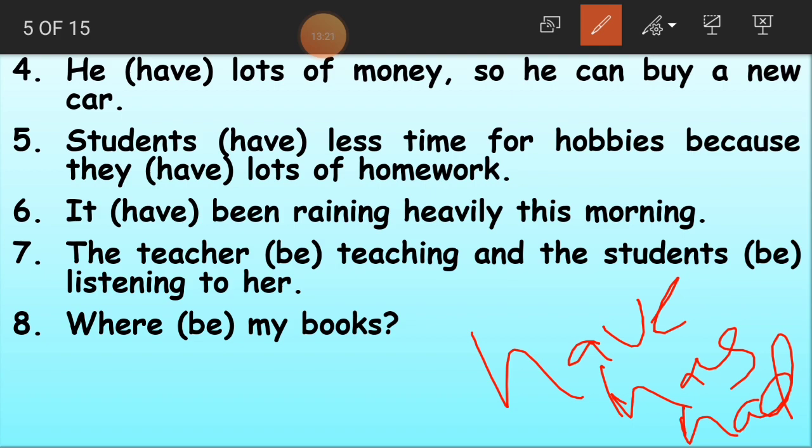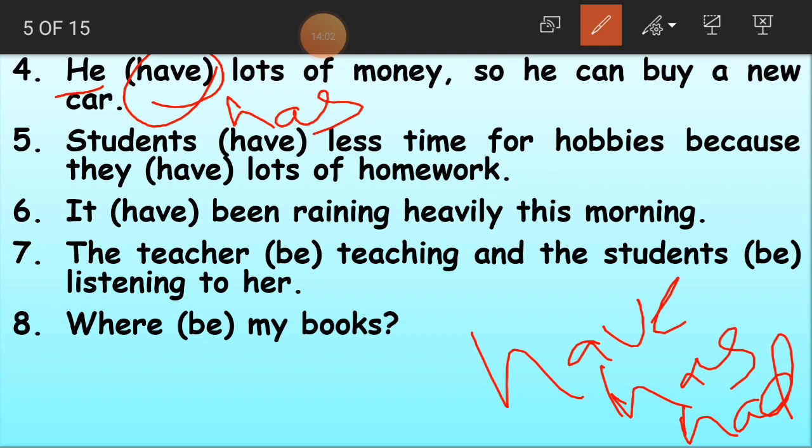Okay. Now the fourth sentence. He have lots of money. What is he here? A singular subject. What did we say? When the subject is singular and we are having the have verb, it is going to change as has. This verb changes as has. He has lots of money, so he can buy a new car. Understood, children? Yes. And this sentence is in present tense again. That is why we are using has.